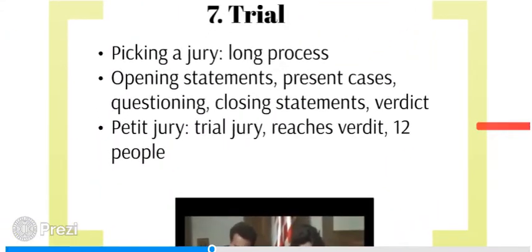Number 7 is a trial. This is the part that you're thinking about when they're in the courtroom. There's lawyers arguing. There are people in the courtroom who are upset. Order in the court. Order in the court. The judge slamming the gavel down and people are upset.